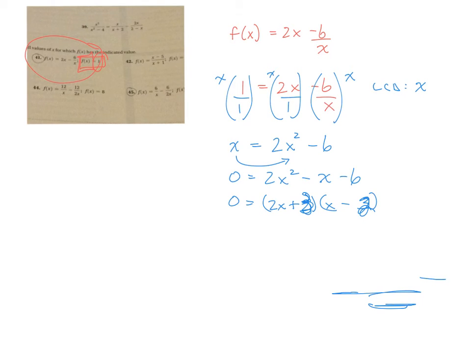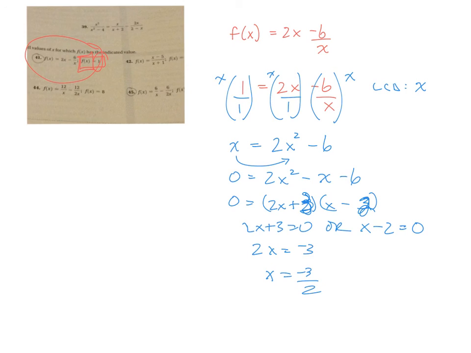Okay, so now that it's factored, now I can solve. So I say 2x plus 3 equals 0, or x minus 2 is equal to 0. And then to finish this one, take the 3 over the other side, make it a negative, divide each side by 2. So there's one answer. The other one, x is equal to 2.